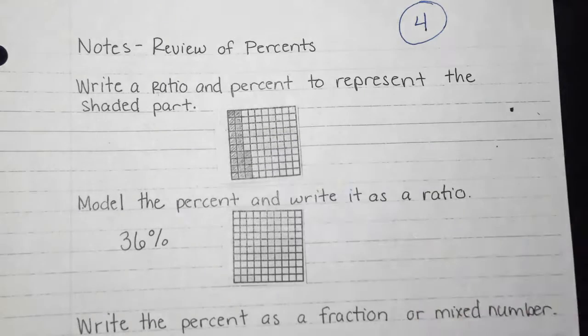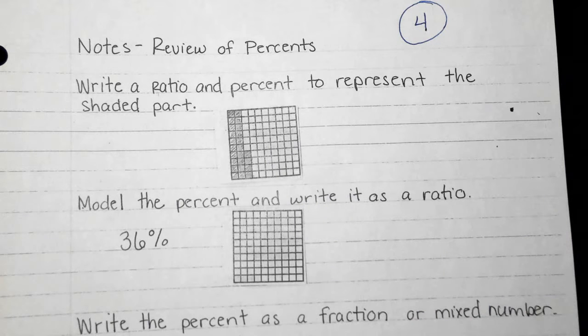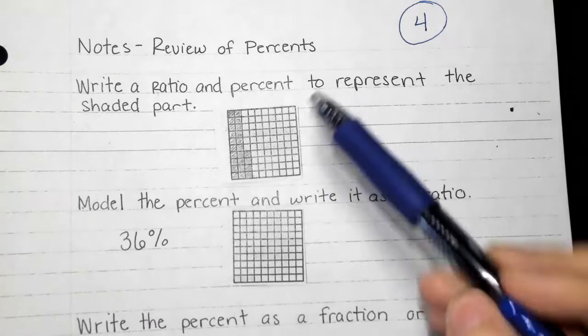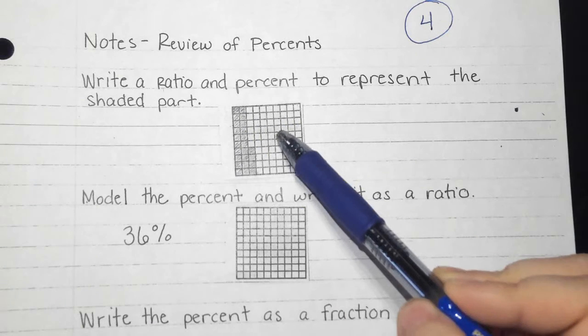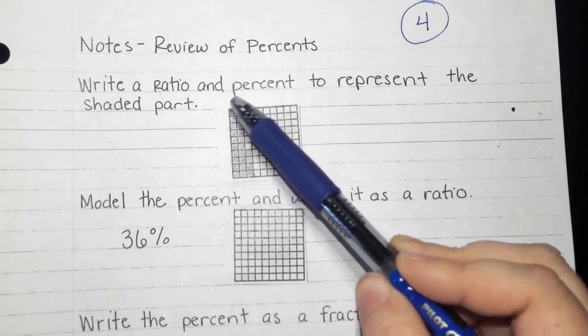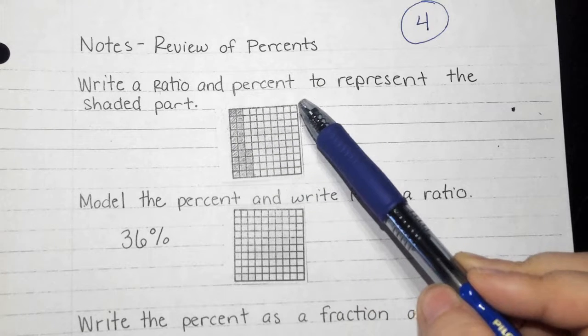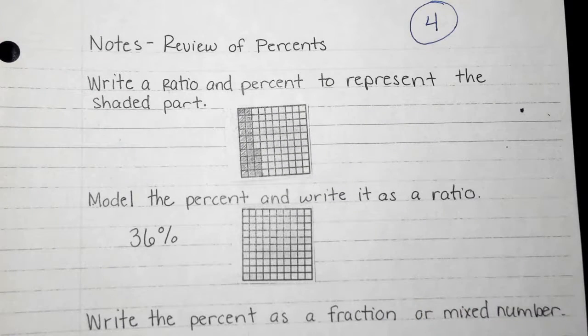All right, so a model is just a visual representation, like what we've been doing with our ratios. And this model, we want to write that as a ratio and a percent to represent the shaded part. All right, so can someone tell me how many boxes are shaded? How many boxes are shaded, Gabriella? Close. Double check. Make sure you count both lines, both bars.